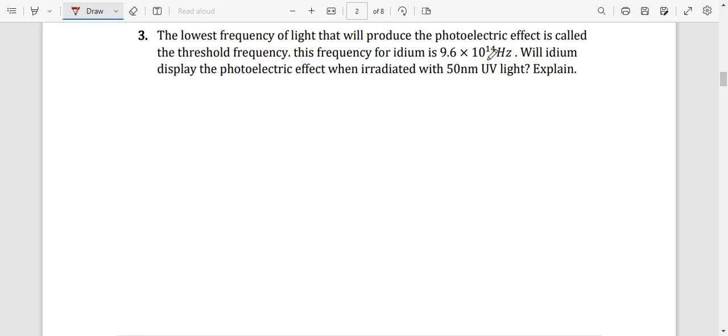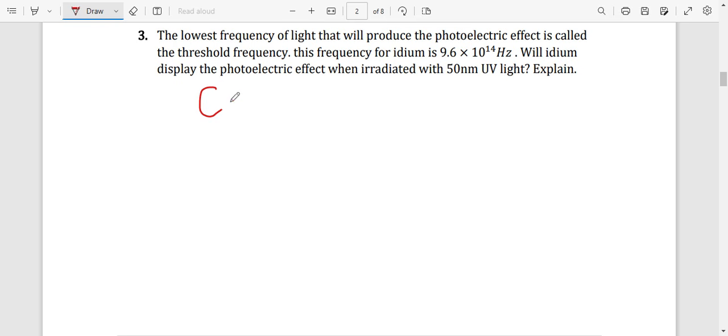So all you do is see what frequency this wavelength corresponds to. If it is greater than this threshold frequency, then the photoelectric effect is going to happen. If it is less, then it will not happen. You get that?